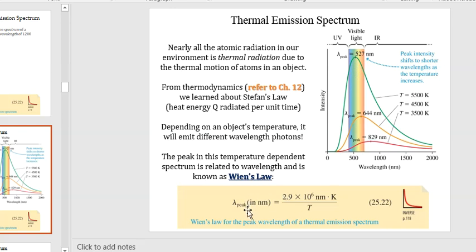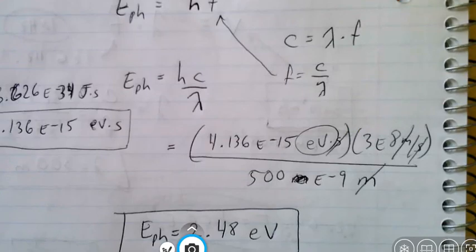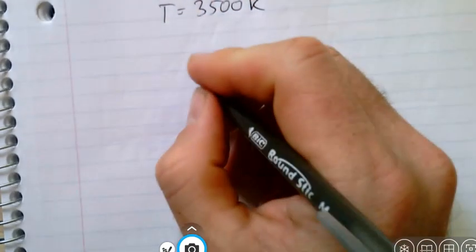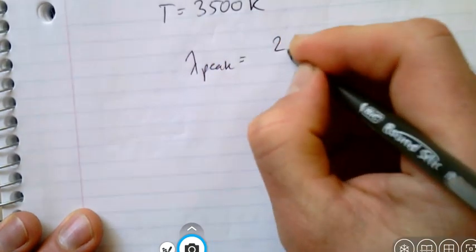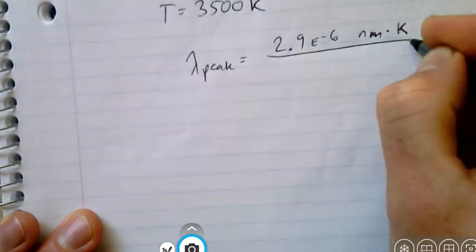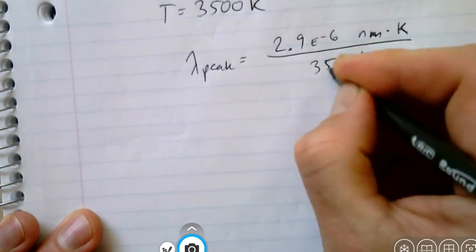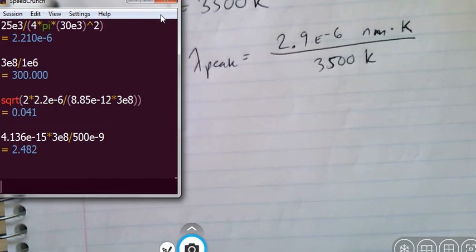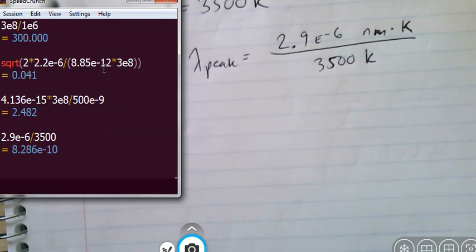This is called Wien's Law, and the way to calculate this peak wavelength is to take this number, 2.9 times 10 to the 6 nanometers times Kelvin, and simply divide by the temperature in Kelvin. Let's actually practice for a couple of these scenarios. So, for example, if the temperature is equal to 3500 Kelvin, then I can use this formula, 2.9 times 10 to the 6 nanometers times Kelvin, divided by 3500 Kelvin.